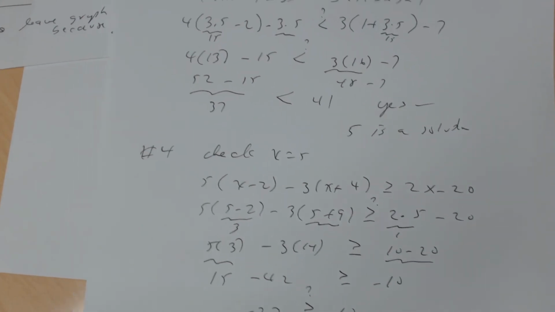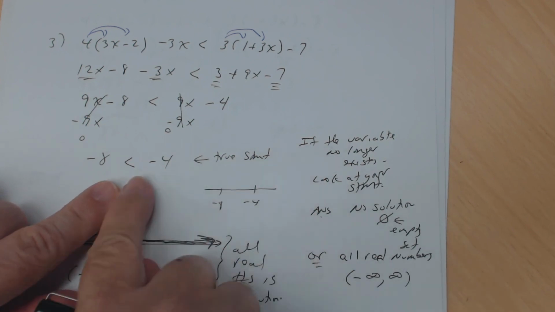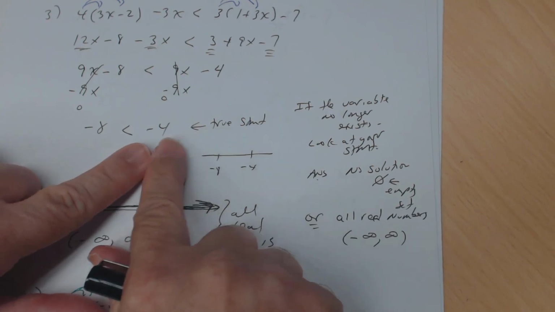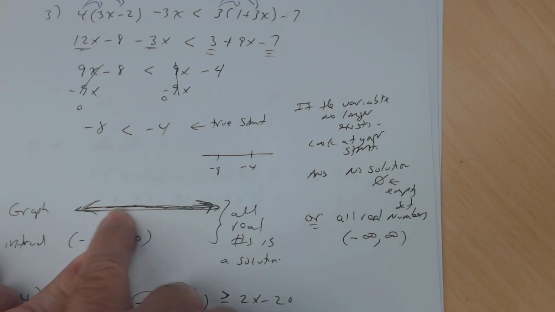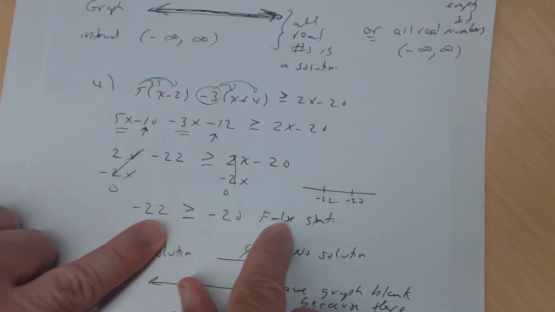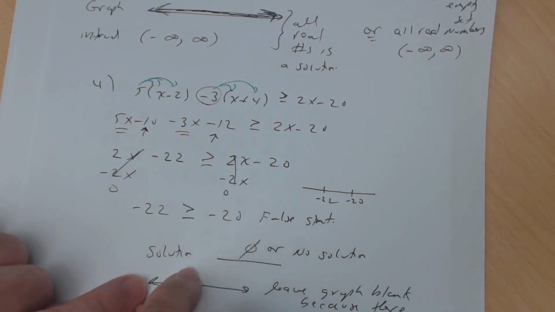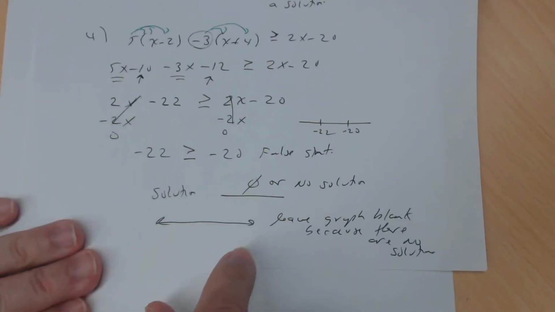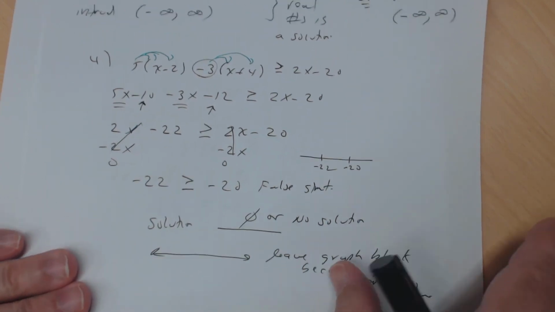All right, so just a reminder, and you had this last semester, whenever the variable disappears, either you're going to get no solution or you're going to get all real numbers. If it's a true statement, it's all real numbers. And for the graph, you're going to shade in the whole number line. If the variable disappears, then you get a false statement, so that's not a true statement. Negative 22 is not bigger than or equal to negative 20. Then you're going to say no solution, or use the empty set symbol. And if the graph is there, you're going to leave it blank. Leave the graph blank because there aren't any solutions.